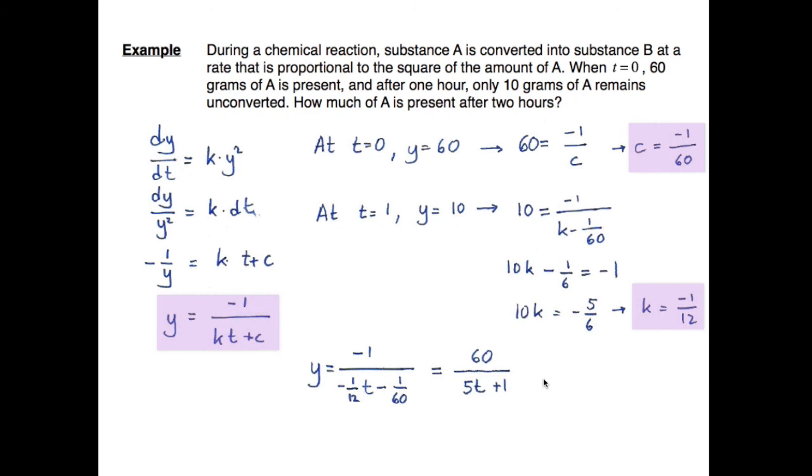So let's see how much of A we have after 2 hours. We plug in t equals 2, y equals 60 over (5 times 2, which is 10, plus 1), and we get 5.454 grams, which you can round to 5.455 grams. This is rounding, this is truncating, both are okay.